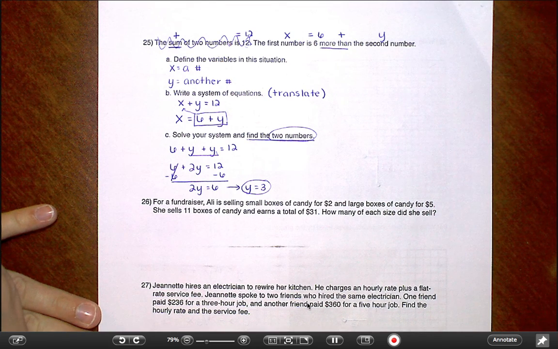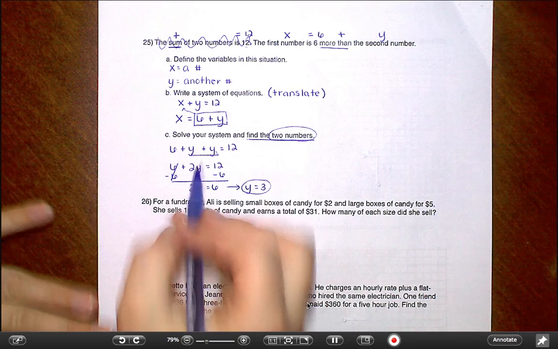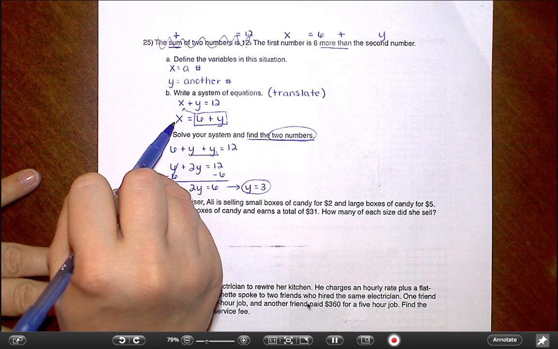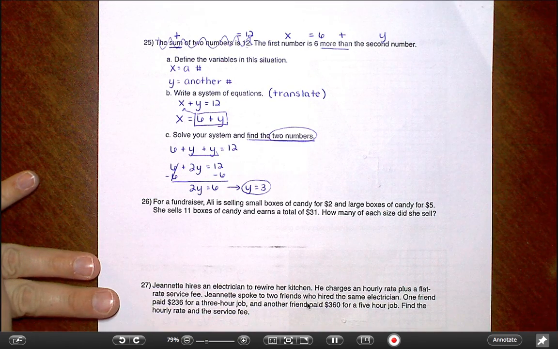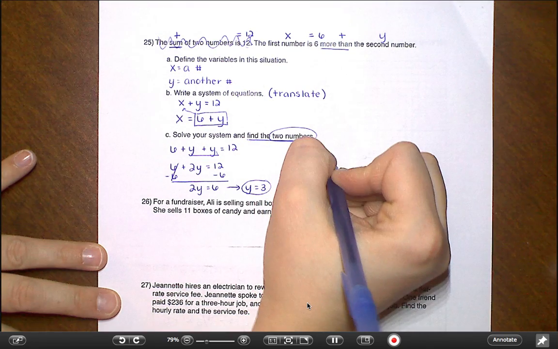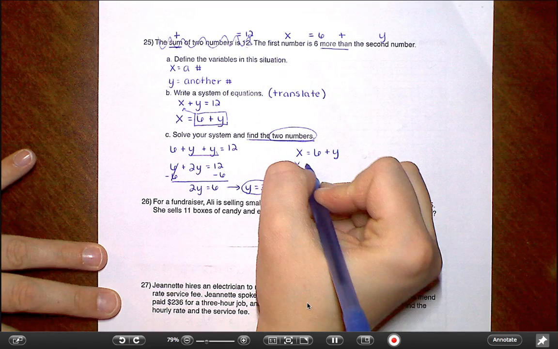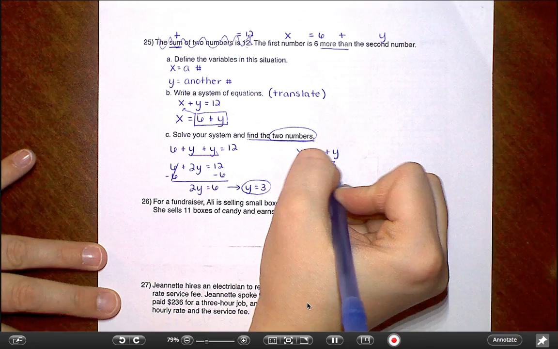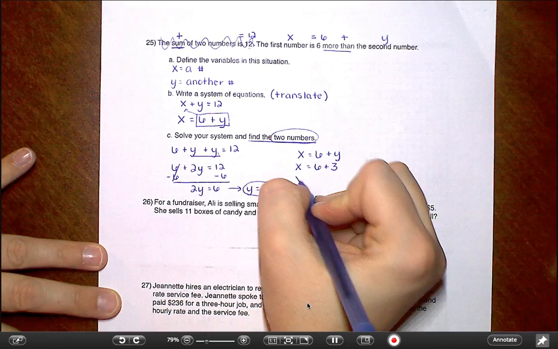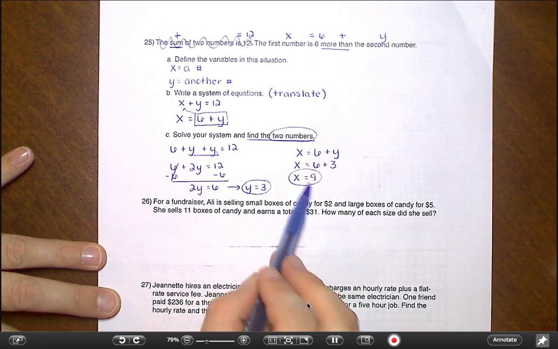Now when I go to find the other number, either one of these equations would be pretty easy to use, but this one tells me what x equals. That's what I'm trying to find, what does x equal? So I would say x equals 6 plus y. Oops, didn't mean to write that again, but that's okay. So x equals 6 plus 3, because I know my y value is 3. That means x is equal to 9. So my two numbers are 9 and 3.